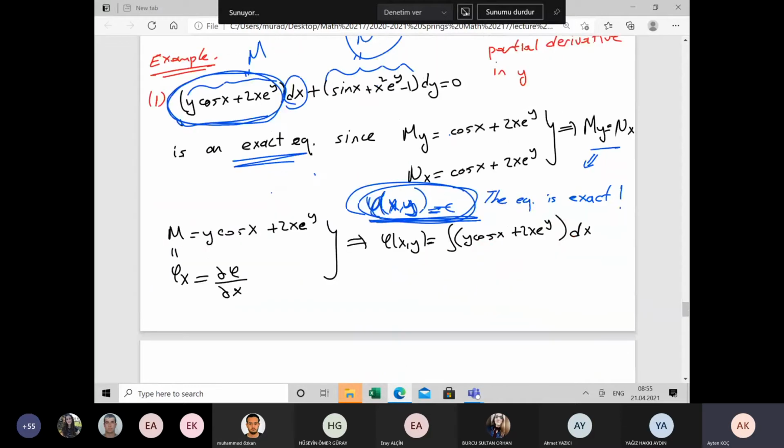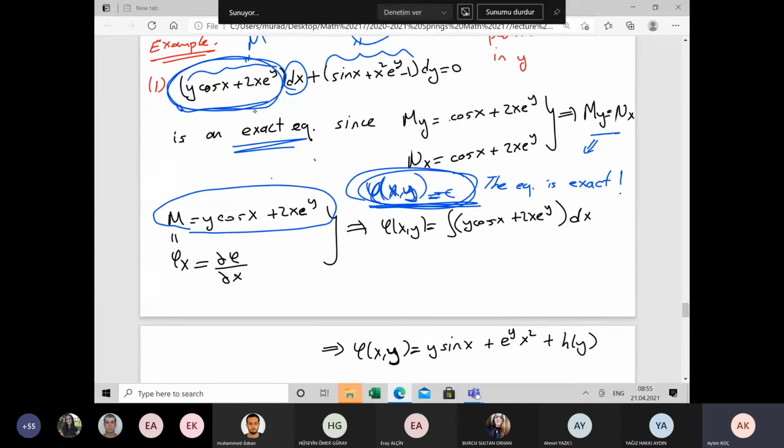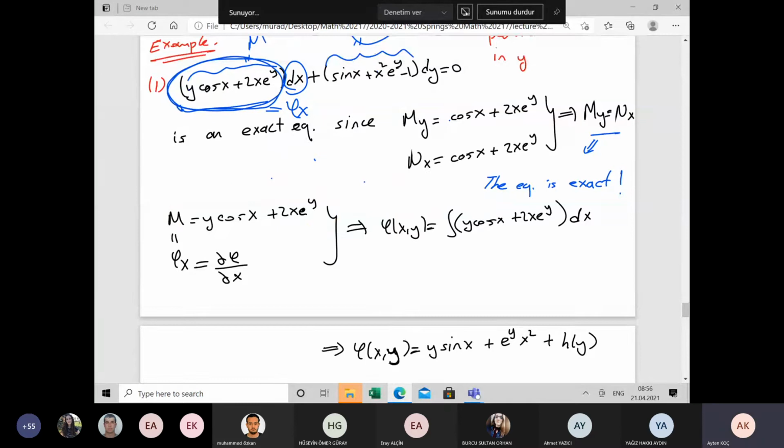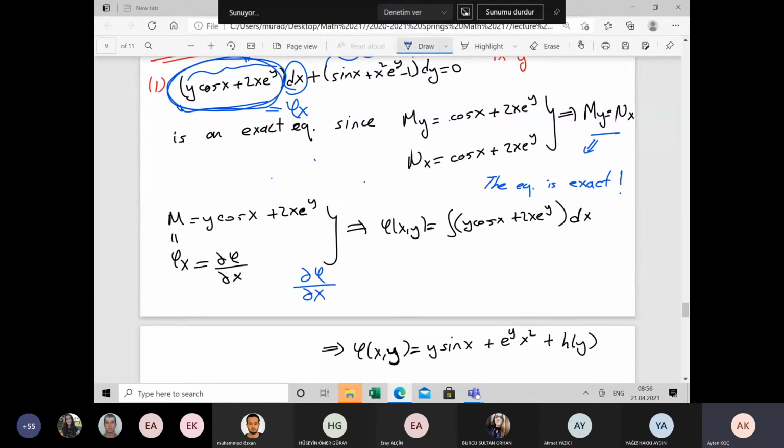M is this one, and this should be phi sub x. Phi sub x means d phi over dx. So d phi over dx is equal to y cosine x plus 2x e to the y, and we obtain this. So how to find phi is okay.